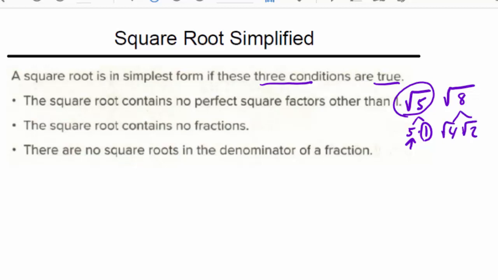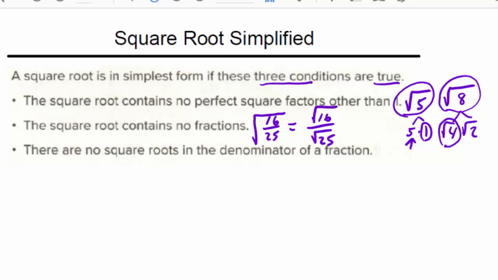And it turns out that 4 is not a perfect square, so we have to simplify that further, which means the square root of 8 is not simplified. The second rule is the square root cannot contain any fractions in it. So let's say I have the fraction 16 over 25, and I put that whole thing under a radical. Well, that is not allowed, so that quotient rule is what we use here. So we have the square root of 16 divided by the square root of 25. So I no longer have a fraction under the radical.